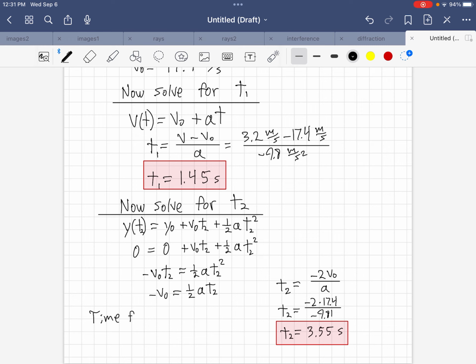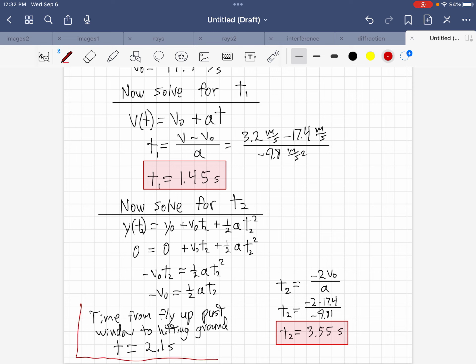So we can say the time from flying up past the window to hitting the ground is going to equal 3.55 minus 1.45, 2.1 seconds. All right, and now we've solved our problem.